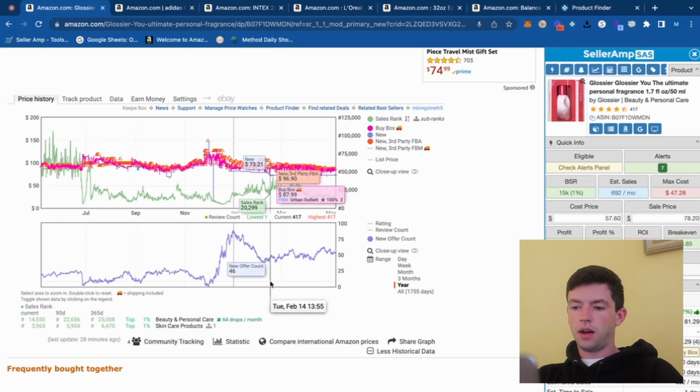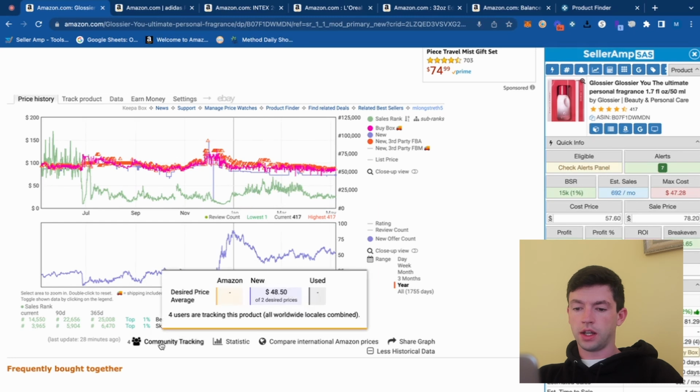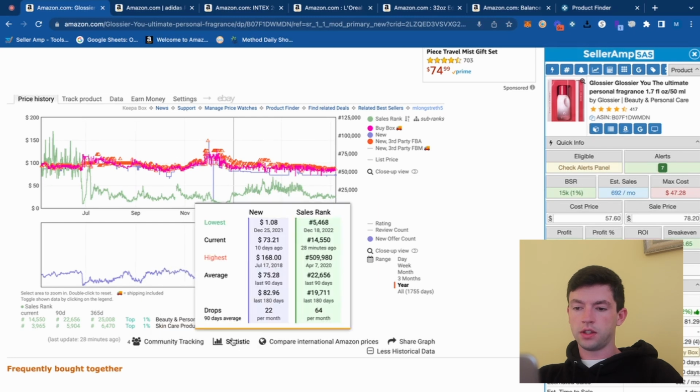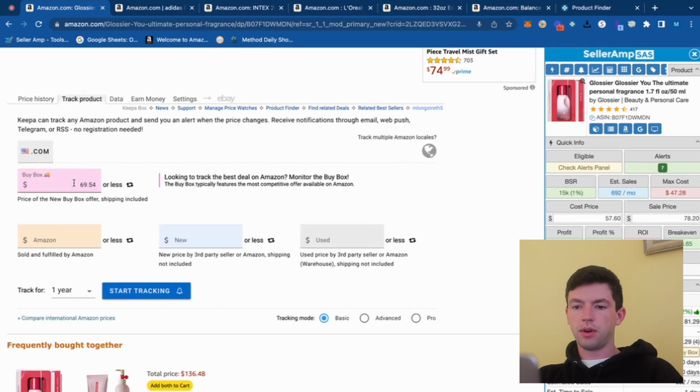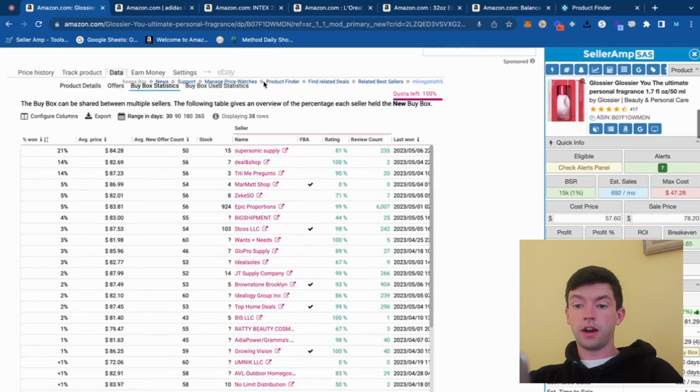In terms of other stuff in general for a product, I don't really worry about any of these, although it's not a bad pop-up. You could take a look at it. Don't worry about comparing the national price. You could share the graph on social media or whatever, which is pretty interesting. In terms of the data for track product, never click that. Don't worry about it.